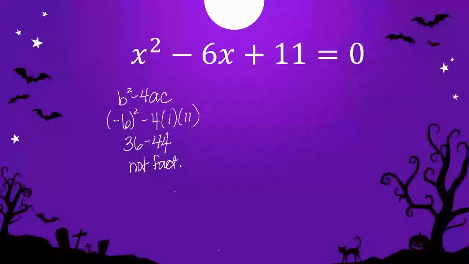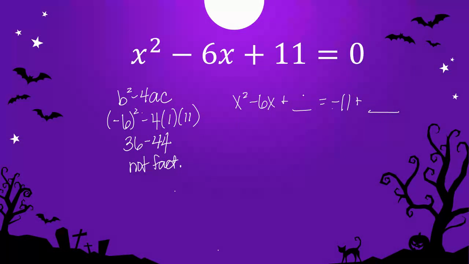Now a is 1 and b is even. So I'm feeling like completing the square might be a better, quicker option here. So I'm going to do that one. So I'm going to say x squared minus 6x. I'm going to put in my blanks. Remember doing this? If not, refer back to our video on completing the square.